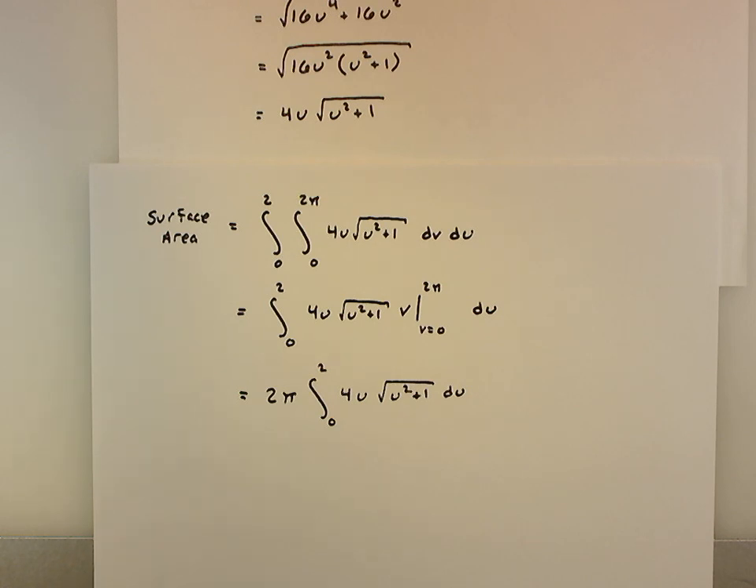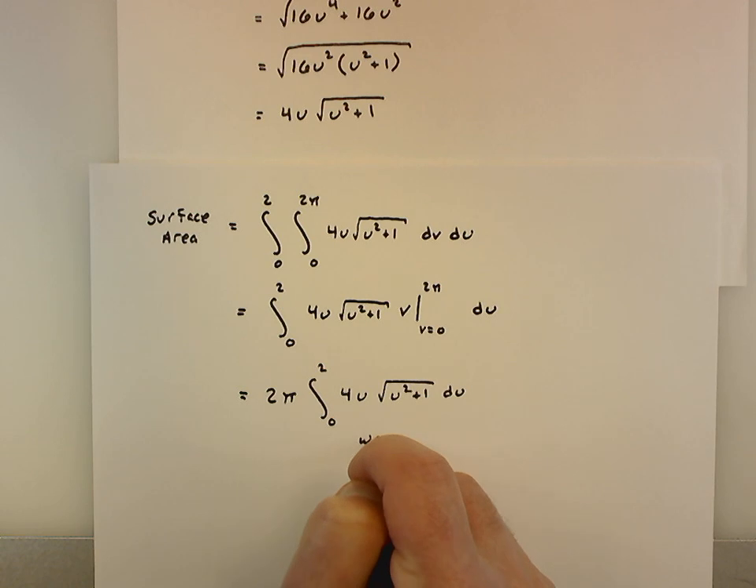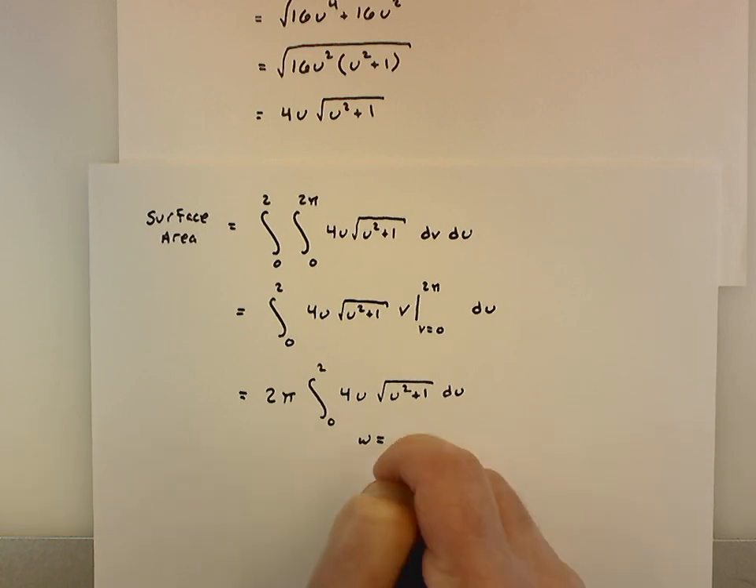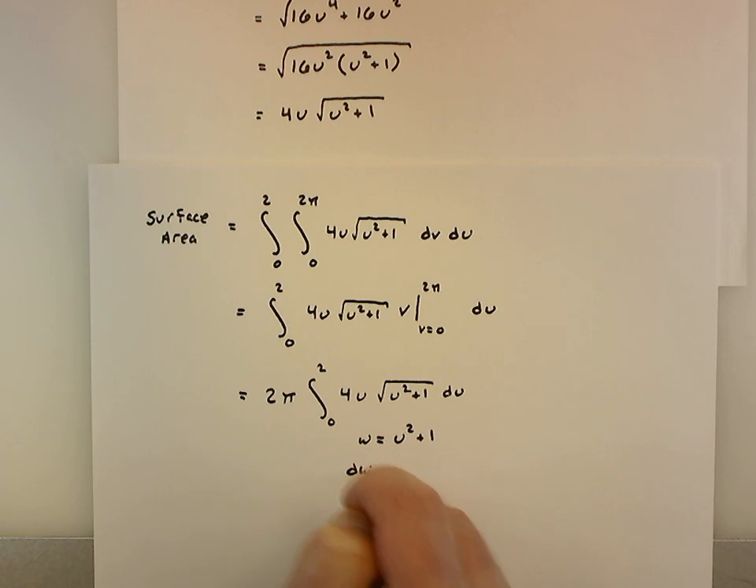This is a u substitution. Instead of u, I'll use a different letter. W is equal to u squared plus 1. So dw is 2u du. So u du is 1/2 dw.